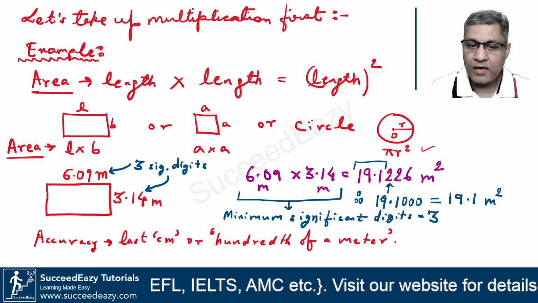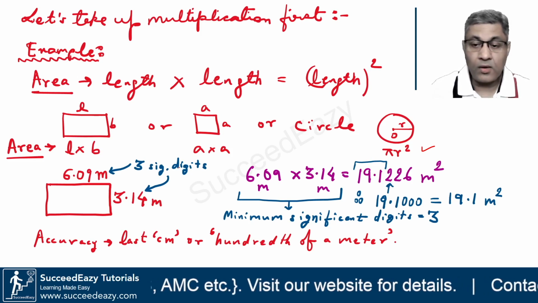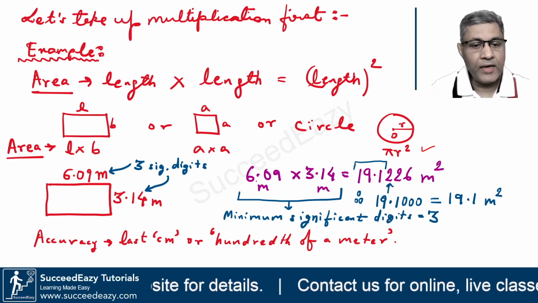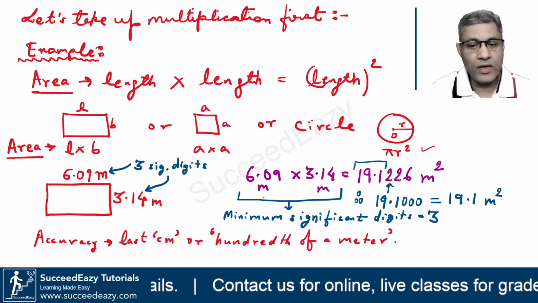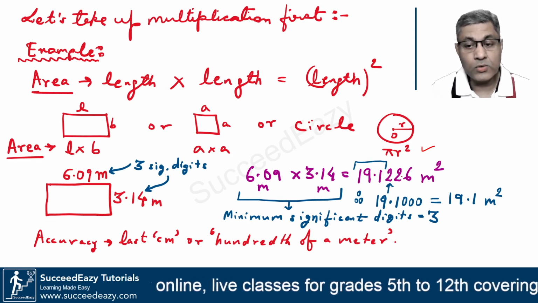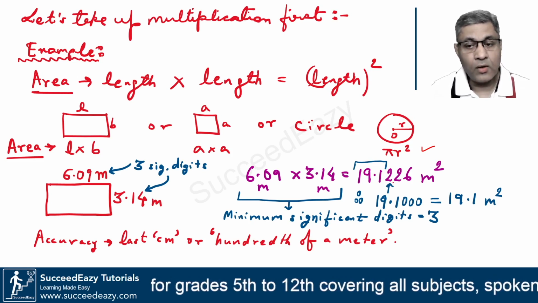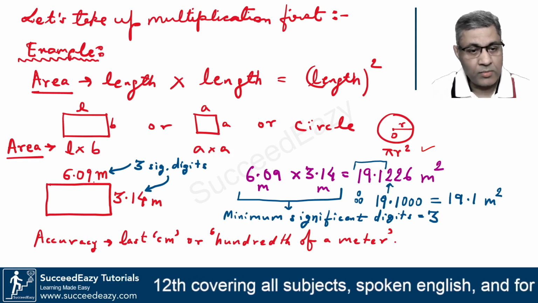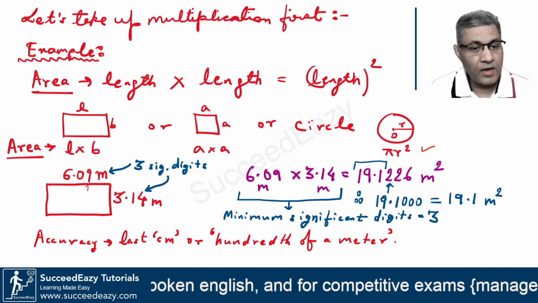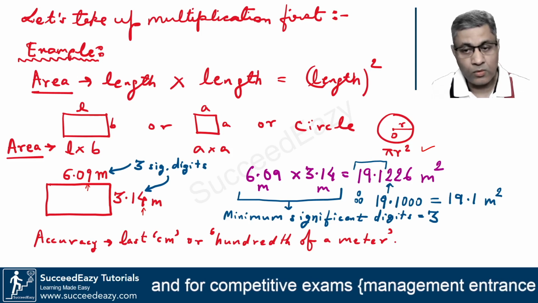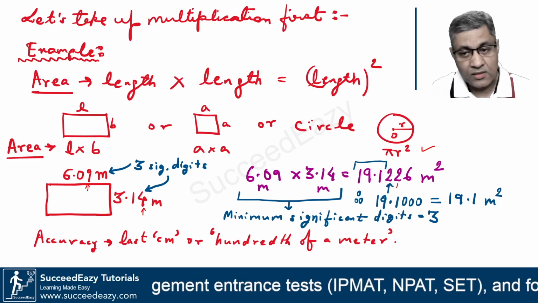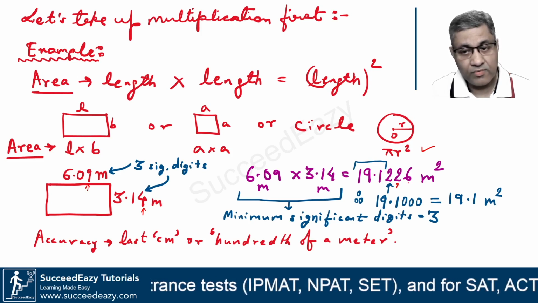Both of them incidentally have 3 significant digits. Okay. Now see what happens when we multiply. When we multiply to find the area, 6.09 meters times 3.14 meters, that gives us 19.1226 meters squared, right? Now look at this. The measurement here was correct up to the 100th digit, isn't it? But here what we got after multiplying is the 1000th digit and then even further, right?